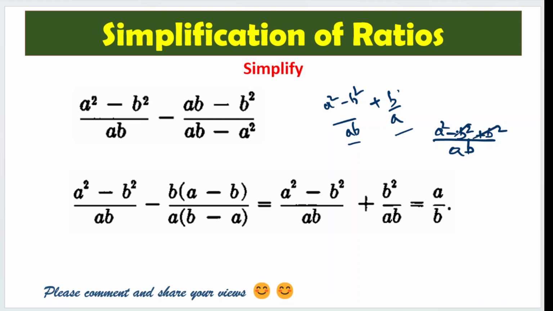This will become a²/ab. Right? It is equal to a²/ab, which becomes a/b. That is our answer. Right. This is such a nice simple ratio, a/b, written in a complex form. Right, guys. Thank you.